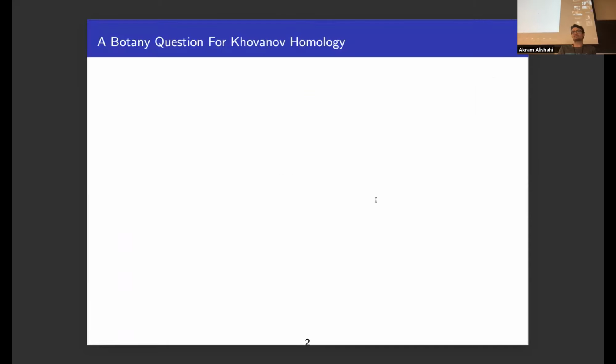So given a link invariant like Khovanov homology, there's a natural class of questions you could ask of the form: if you have Khovanov homology of a given type, which links can have Khovanov homology of that type? This is called the botany question, and we'll be interested in a particular version of it, namely what links have Khovanov homology of low rank.